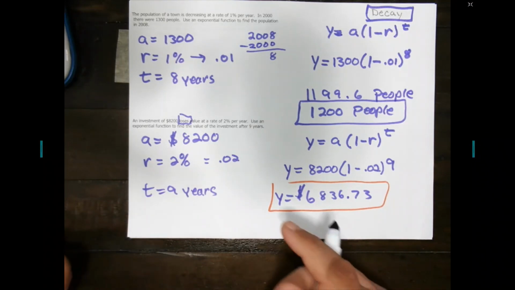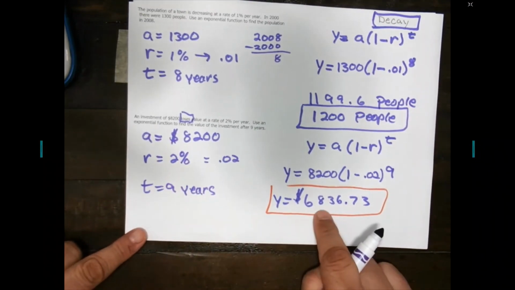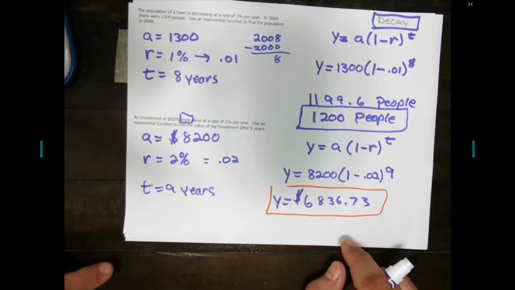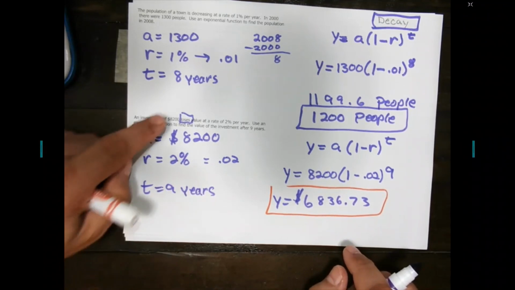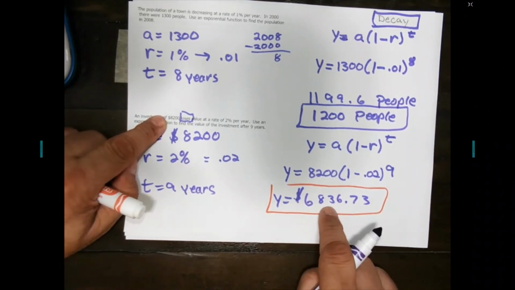You notice I lost money. I went from $8,200 to $6,836.73. Now, if I wanted to know exactly how much I lost, I would just subtract this amount from the 8,200.